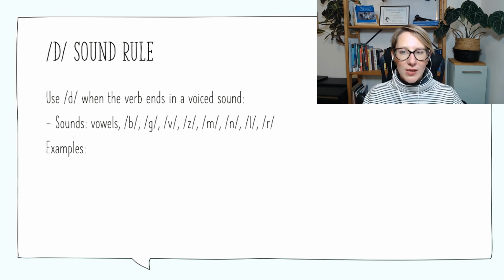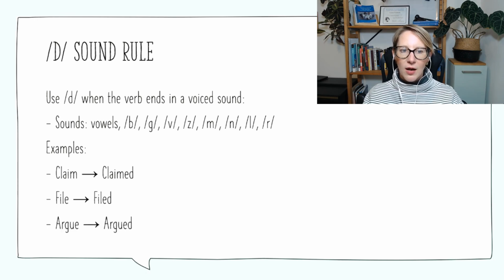Let's look at some examples to make it clearer. Claim, m. I pronounce the M at the end. I'm engaging my vocal cords. Claimed, d, claimed. File, filed. Argue, argued. Claimed, argued, filed. I'm not saying claimed, filed, argued. It doesn't end with a T sound, but it ends with a D sound.